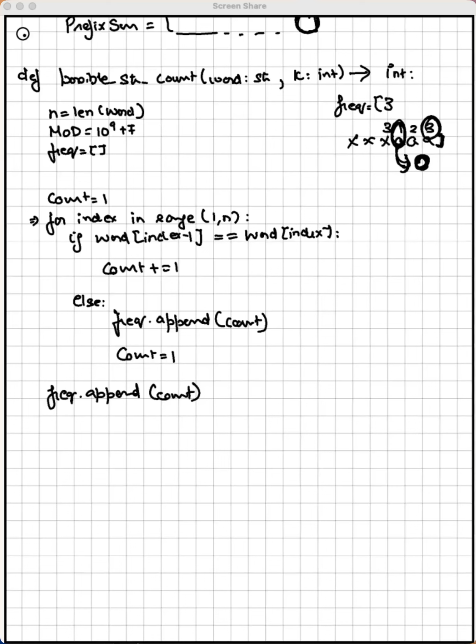Alright, so once we have computed our frequency array, now we can talk about the total number of possibilities. So let me say total is equal to 1, and for f in frequency, what we have to do is just keep multiplying them. So total times f, this is the total number of possibilities that we can have.